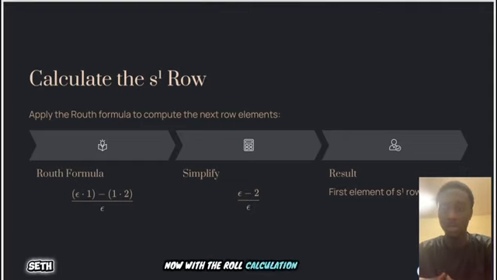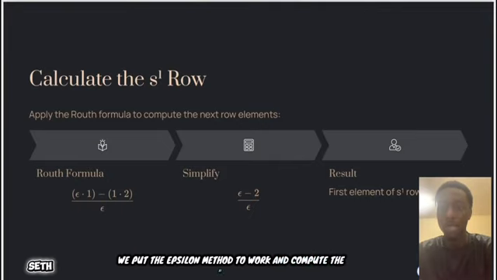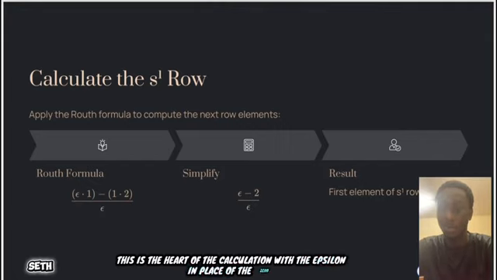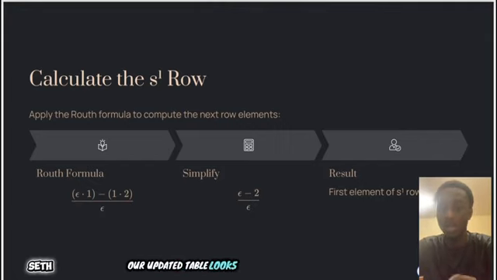Now with the row calculation, we put the epsilon method to work and compute the s1 row. This is the heart of the calculation. With epsilon in place of the 0, our updated table looks like this on the slides, with the s cubed row having figures of 1 and 1, and the s squared row having figures of epsilon and 2. To compute the first element in the s1 row, we use the Routh cross multiplication formula.